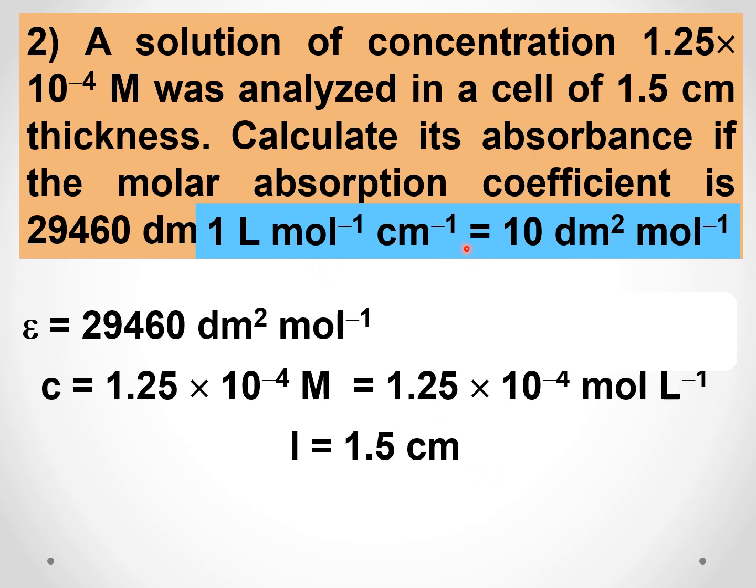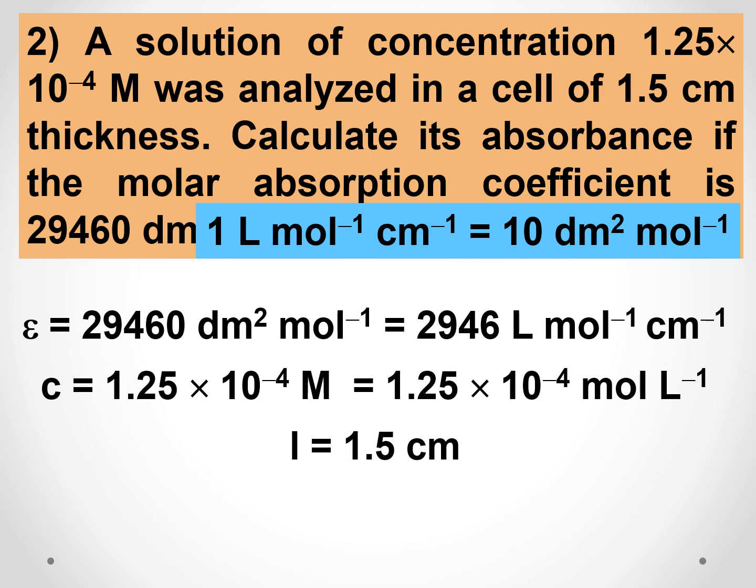So this is a conversion factor. 1 liter mol⁻¹ cm⁻¹ is equal to 10 dm² mol⁻¹. So what will be this value? 29460 dm² mol⁻¹ will be equal to 2946 liter mol⁻¹ cm⁻¹.